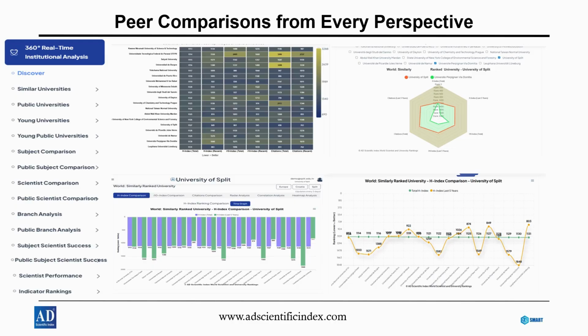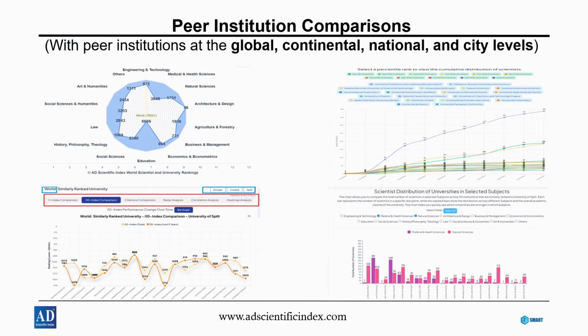Using detailed visual tools such as radar charts, percentile distribution graphs, and subject-based scientist comparisons, institutions can clearly see how they perform across multiple academic fields. The system also provides side-by-side comparisons of key indicators, such as I-10 index performance over time, allowing universities to benchmark themselves against similarly ranked institutions worldwide. These comprehensive visual comparisons help institutions understand strengths, identify gaps, and track their standing across different levels of analysis.